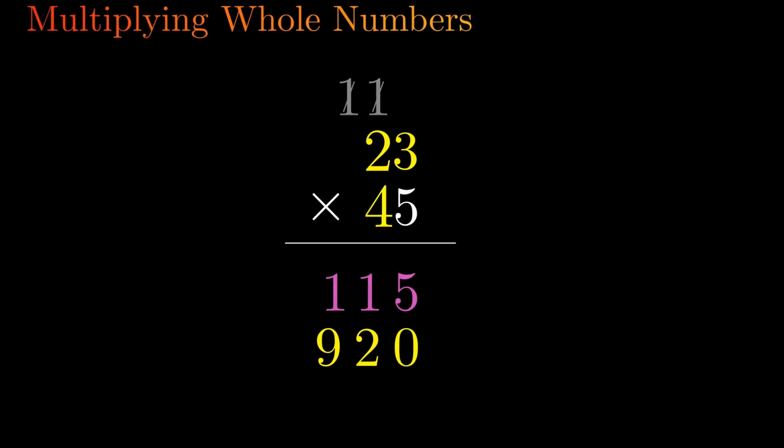Finally, we add our two partial products together. 115 plus 920 gives us our final answer, 1035.